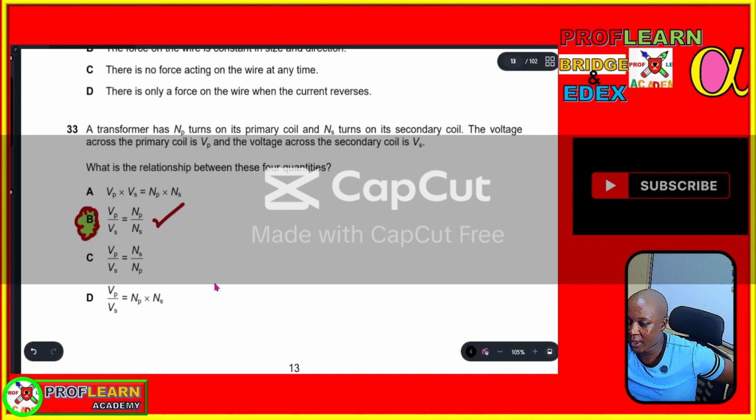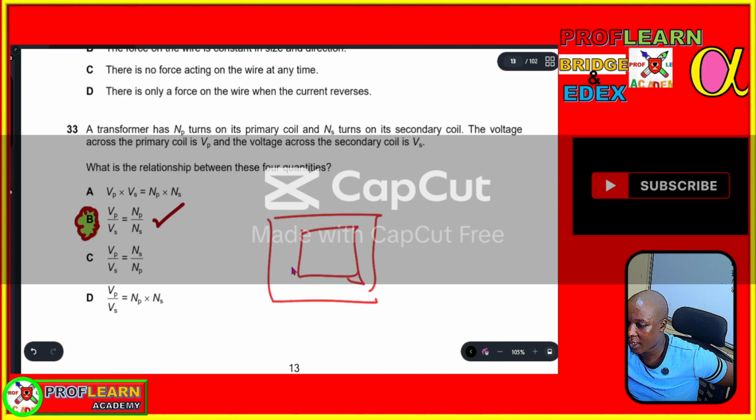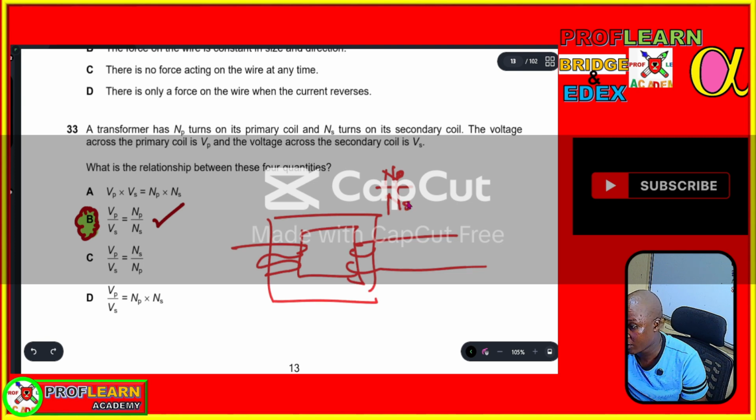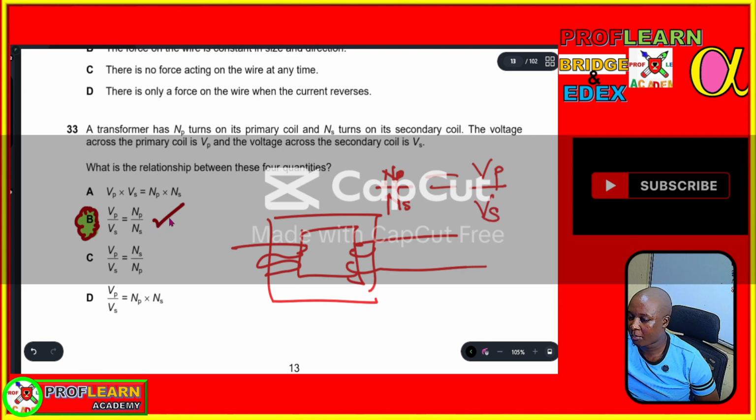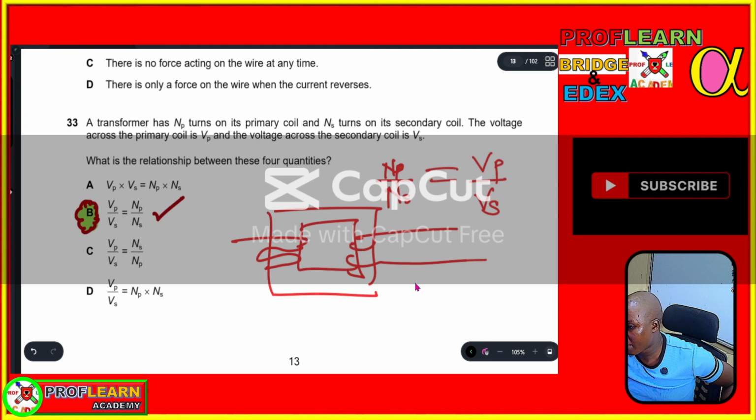So for transformers, remember we talked about transformers. We have the primary coil, and here we have the secondary coil. So we can say the number of turns in the primary coil over the number of turns in the secondary coil is equal to the voltage in the primary coil over the voltage in the secondary coil, and that is going to be option B. Also, you need to remember that power in is equal to power out.